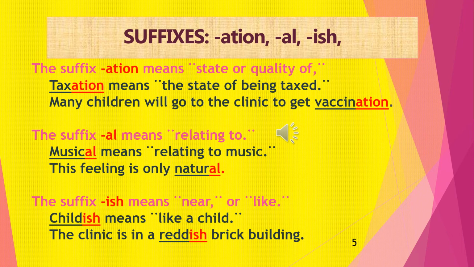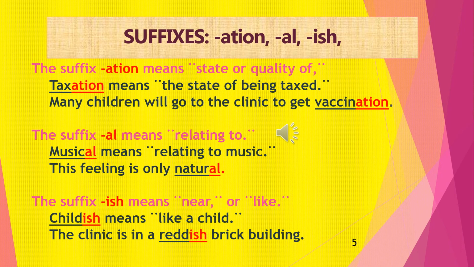Now the next one is going to be the suffix ish, which means near or like. Near or like. Childish means like a child. And the next one is going to be a sentence. Let's read it. The clinic is in a reddish brick building. There you have two examples or two words that have the suffix ish.